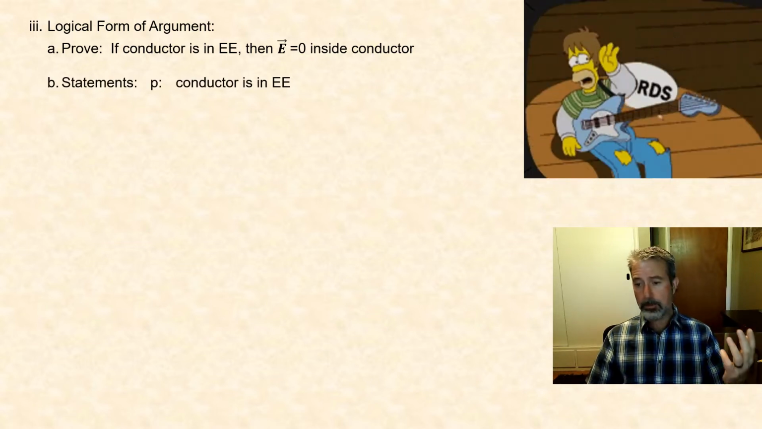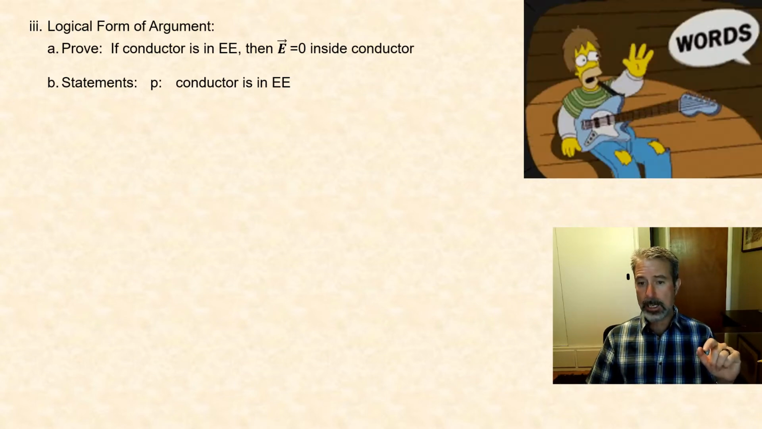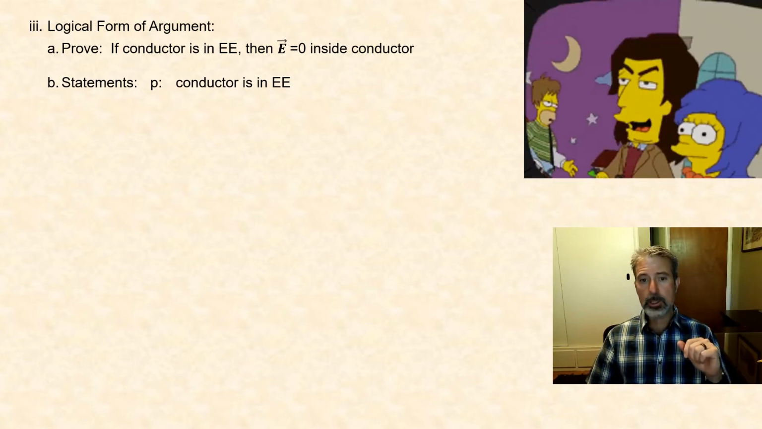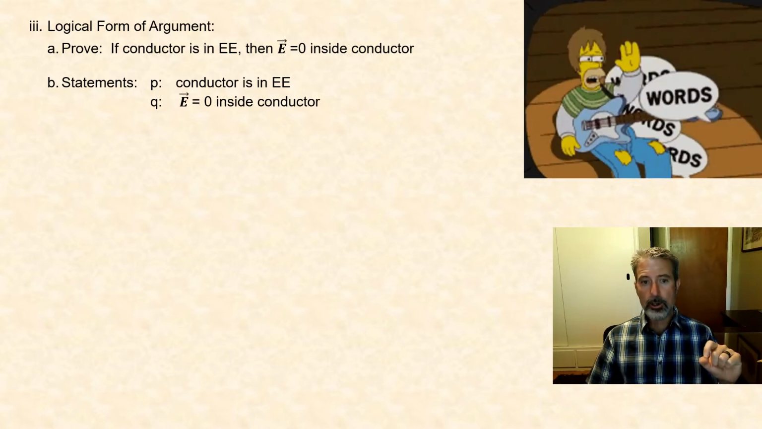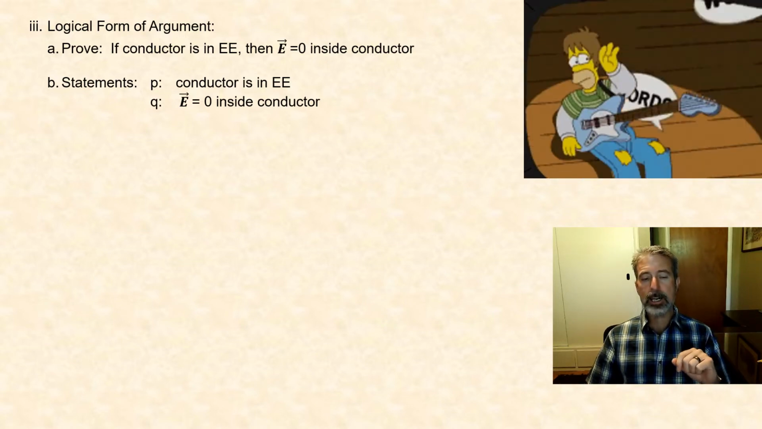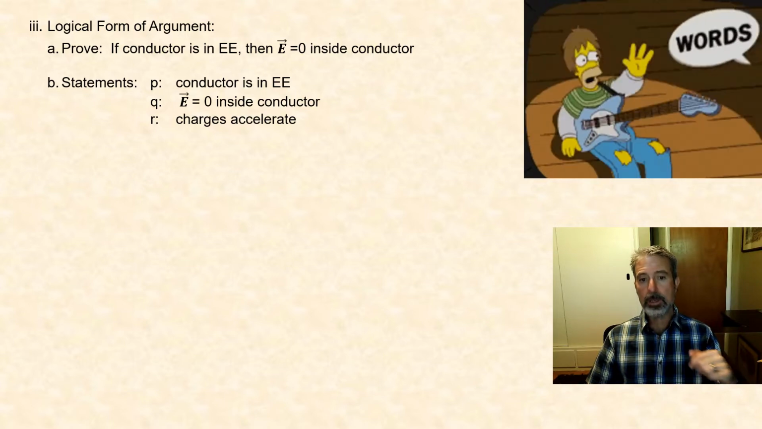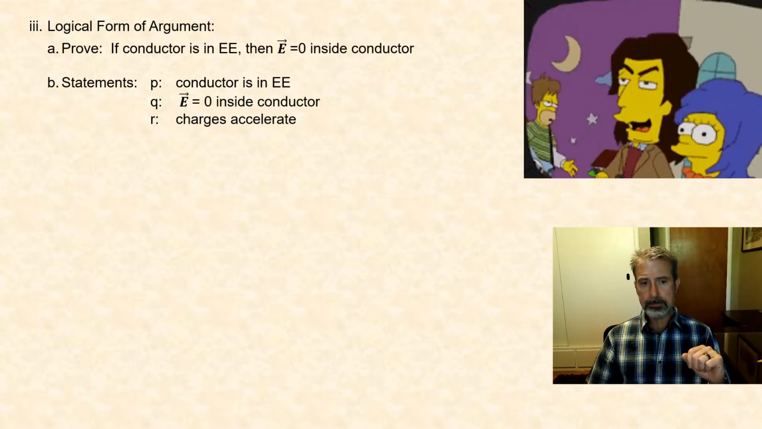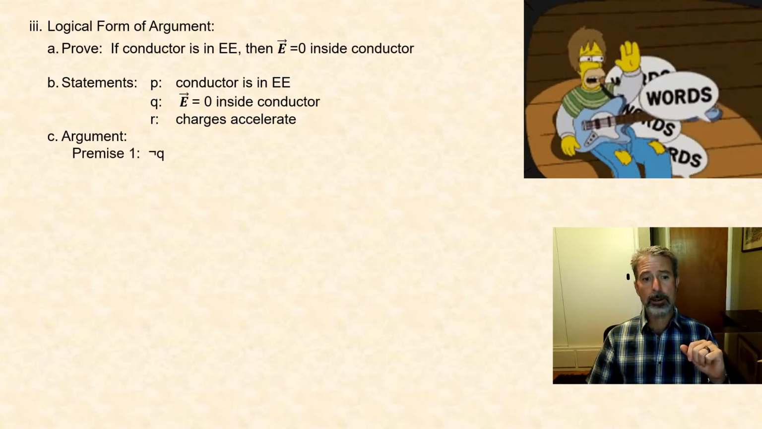So I'm going to put forth 3 propositions, 3 statements. The first is what I'm going to call P. That is, a conductor is in electrostatic equilibrium. The second statement I'll call Q, and that is that the electric field is zero inside the conductor. And the third statement I'll call R is that charges accelerate. So let's look at the argument that I'm proposing here.